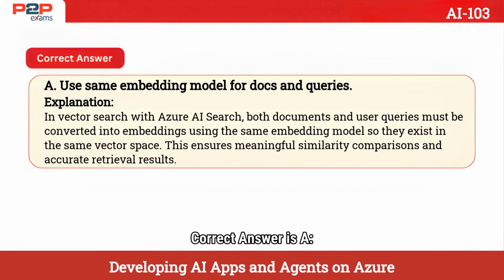Correct answer is A. Use same embedding model for docs and queries. Explanation. In vector search with Azure AI Search, both documents and user queries must be converted into embeddings using the same embedding model, so they exist in the same vector space. This ensures meaningful similarity comparisons and accurate retrieval results.